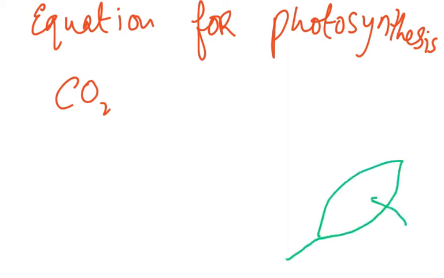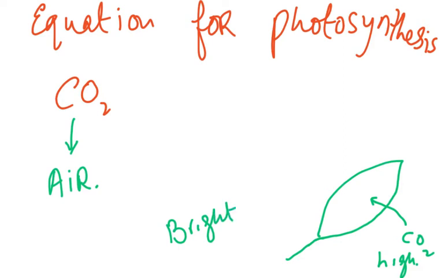Now, the first point that we need to study is the equation for photosynthesis. The equation for photosynthesis starts with CO2. Where does the CO2 come from? Let's look at a leaf. The CO2 is entering from the air through the stomata. Why is it diffusing in? Because it's in a higher concentration outside. And on a bright sunny day, there would be less CO2 inside the leaf. Why less CO2? Because it is being used for photosynthesis.